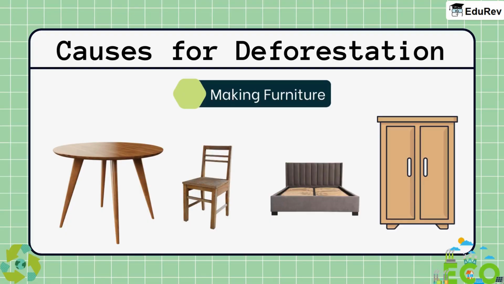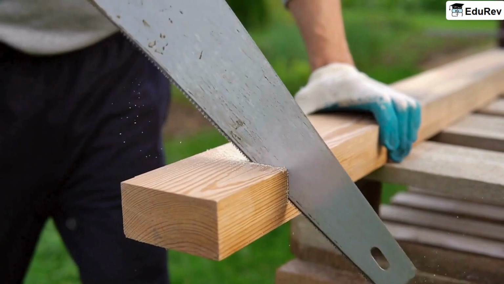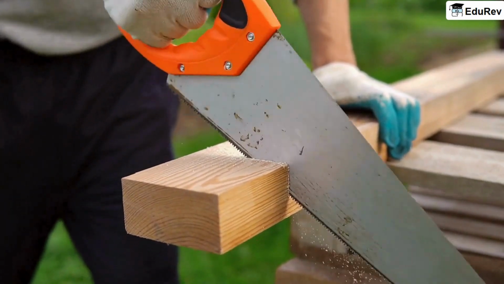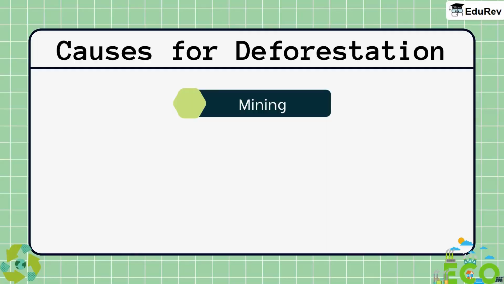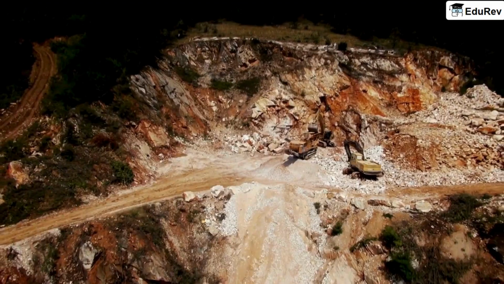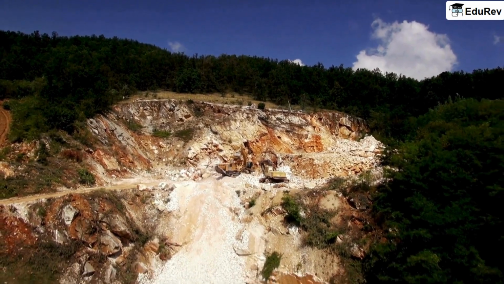The third reason is making furniture or using wood as fuel. Humans like to have comfortable and beautiful things such as tables, chairs, beds, and cabinets. To make these things, humans use wood, which comes from trees. And the demand for wood is increasing rapidly. To get more wood, humans cut down more trees. Another reason is mining. For mining of minerals, a large area of land is needed. So people cut down forests.